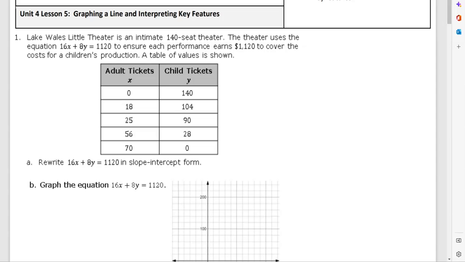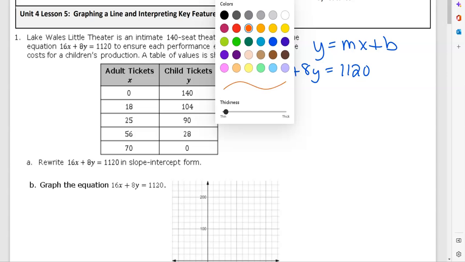What are we trying to do? Making it y equals, trying to get y by itself. y equals mx plus b, good. That's the form that we're trying to get it in. So if I have 16x plus 8y equals 1,120, we're trying to get this y by itself.